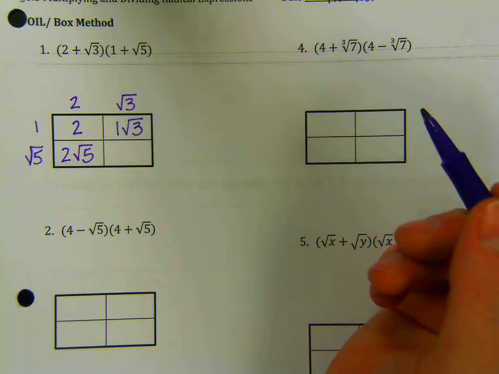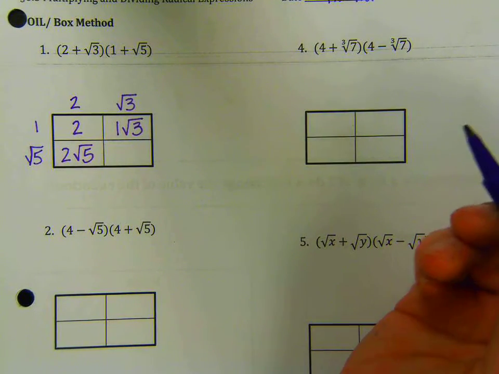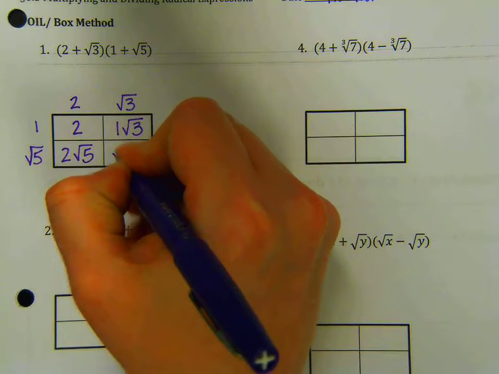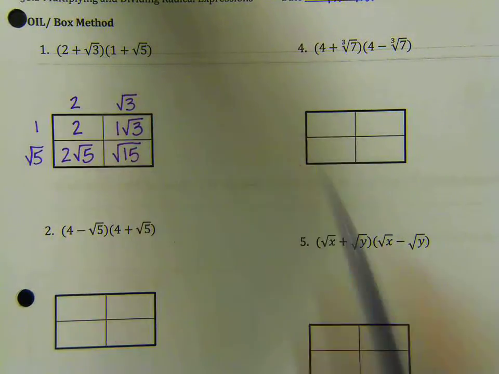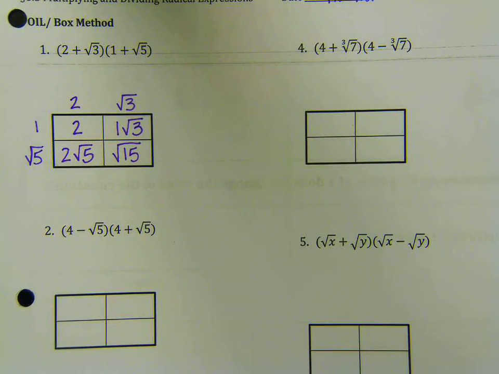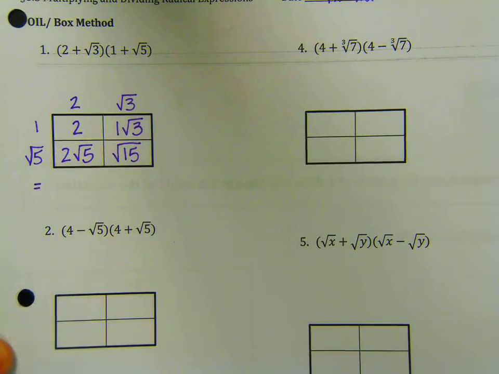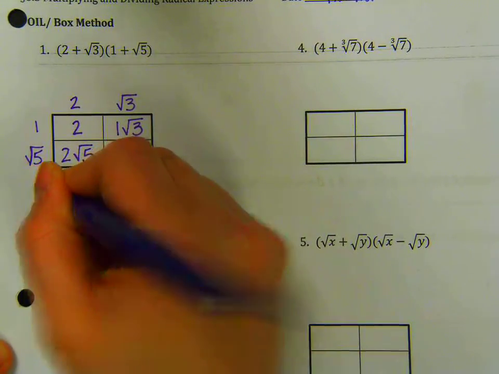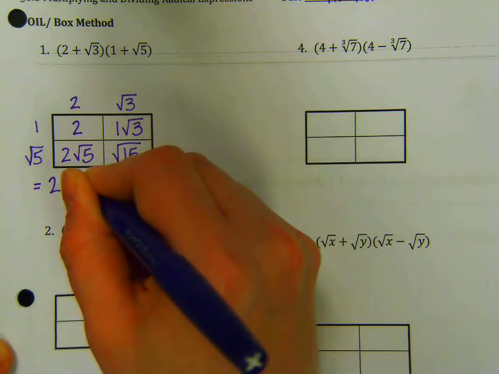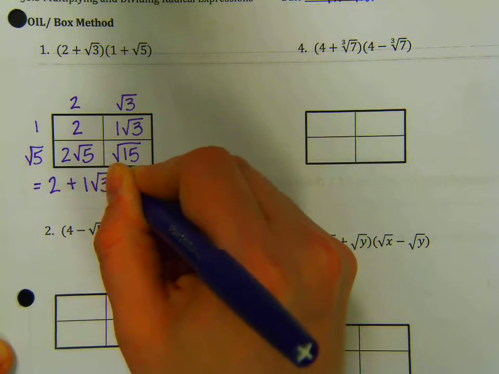And then, what is square root of 5 times square root of 3? Square root of 15, yes. So remember back to 8.3, when you're multiplying together, if they have the same index, you just multiply the radicands together. Now, the next step when you're using this is to combine like terms. But this one does not have any like terms. I'm going to write out each of these.